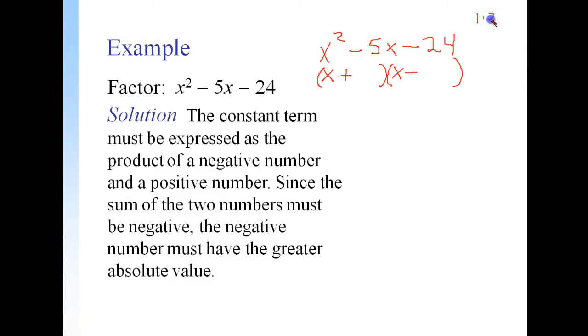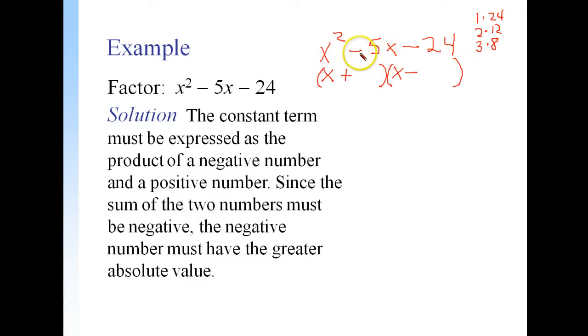1 times 24, nope. 2 times 12, nope. Here the difference is 23. Here the difference is 10. And then we're going to go 3 times 8. I think I've discovered it. 3 times 8, the difference is 5. But which is going to be positive, which is going to be negative?